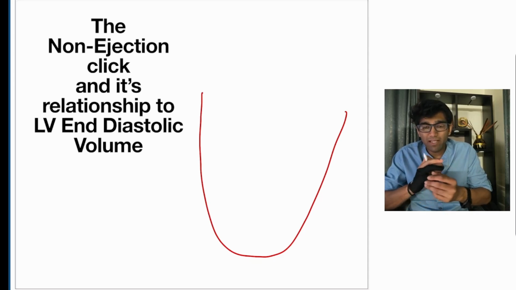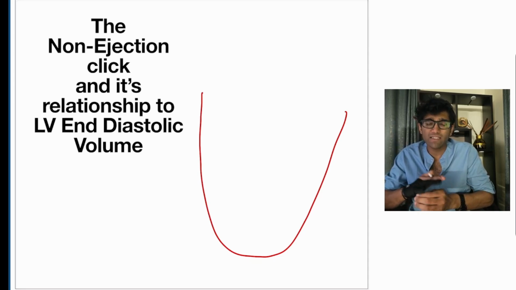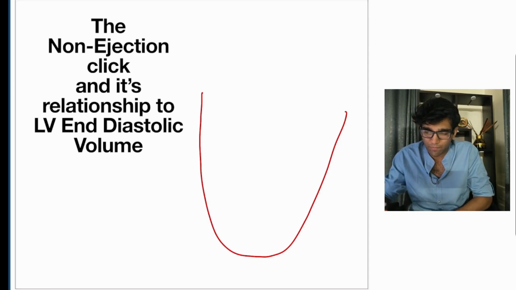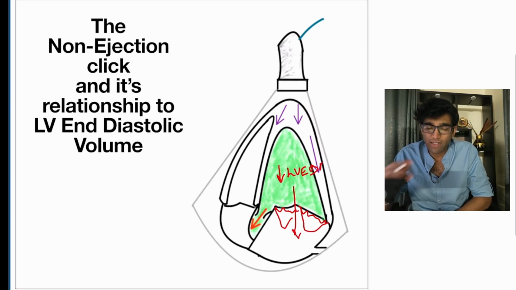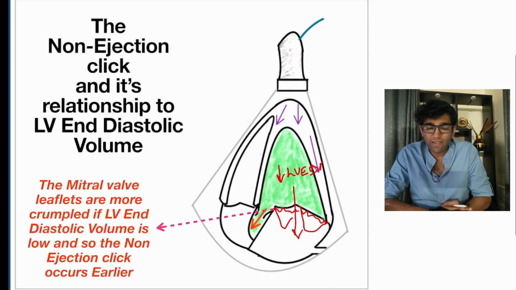Okay, similarly, we'll come to the ejection systolic murmur of hypertrophic obstructive cardiomyopathy, and for different reasons, it follows a very similar pattern. Okay, it is inversely related to the LV end-diastolic volume. So this is what happens. This becomes very patchy. Okay, because it is patchy, if there is a decrease in the LV end-diastolic volume, the leaflets tend to tent up earlier. When they tent up earlier, there is a regurgitant jet. There's a non-ejection click followed by a regurgitant jet. Okay, so what we end up having is that the mitral valve leaflets are more crumpled if the LV end-diastolic volume is low, and so the non-ejection click occurs earlier.